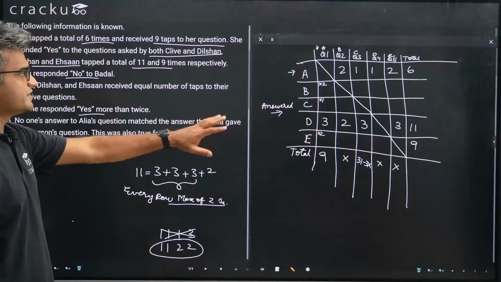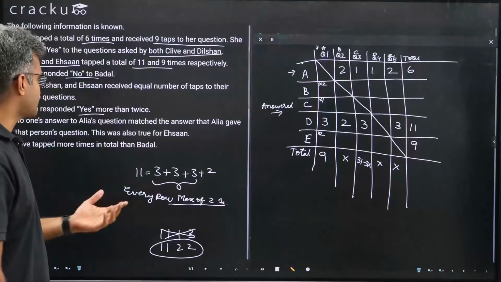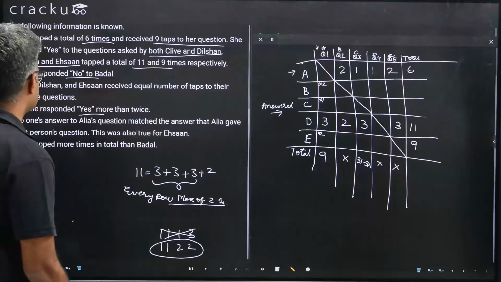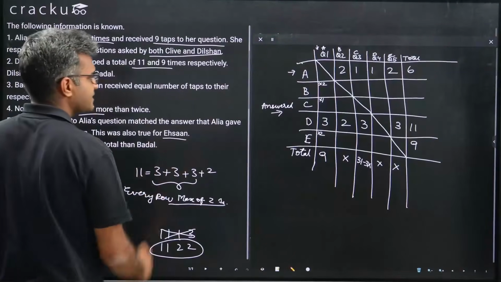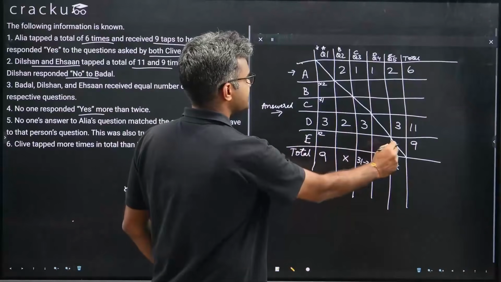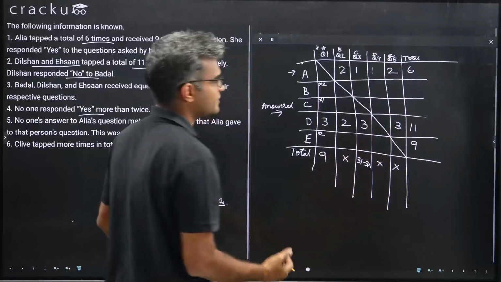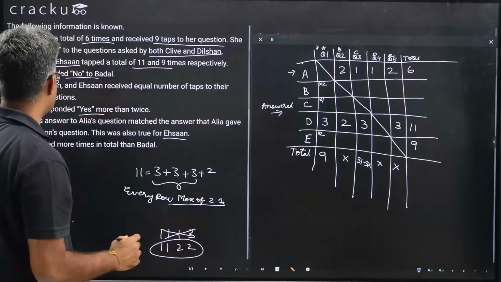We'll still go into it. There is clearly something more that we can infer from it. But let me first go through all the clues, which is what I'll actually do in an exam also. This is also true for Hassan. But the problem with Hassan is we don't really know what are the answers that Hassan gave or what are the answers that Hassan received. We are not 100% sure. So I'll just let it be for now.